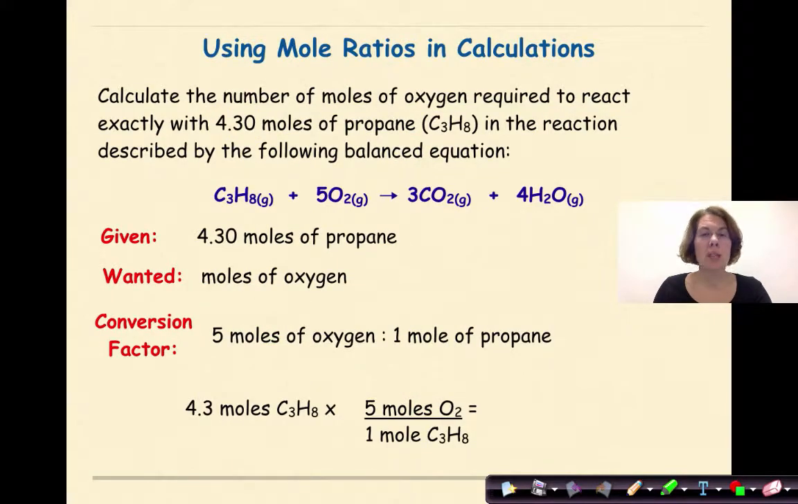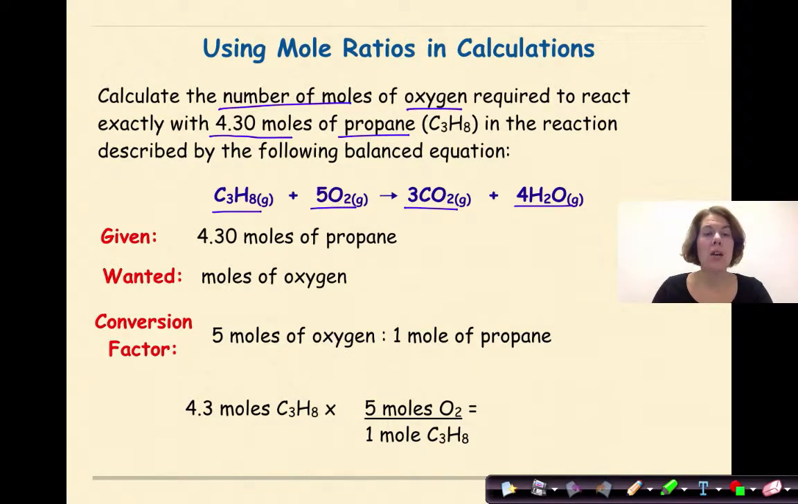Using mole ratios in calculations. Calculate the number of moles of oxygen required to react exactly with 4.3 moles of propane. The formula for propane is C3H8, in the reaction described by the following balanced equation. So we're given a balanced equation: C3H8 plus 5O2 yields 3CO2 plus 4H2O, a common combustion reaction.